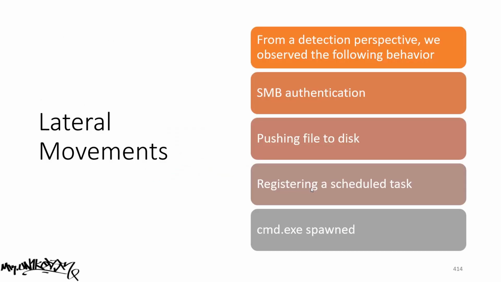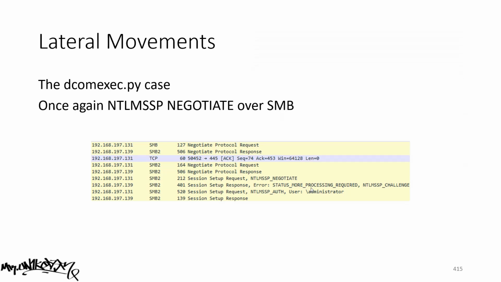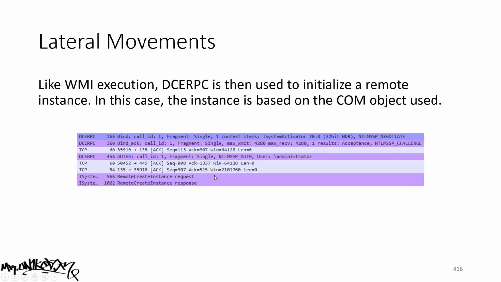Once again, SMB authentication, pushing a file on disk, registering a scheduled task, and cmd.exe. So if the EDR is monitoring for scheduled tasks, that's a dead end, but it may be an interesting way of doing stuff. DCOM exec is literally leveraging COM, as the name suggests. You're getting used to it. SMB once again, and then we're going to switch to DCERPC because this is how you're going to actually initialize your COM object.